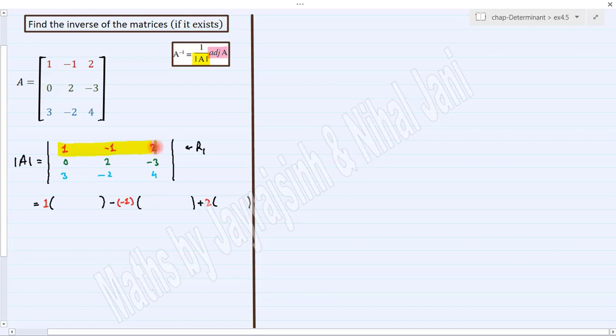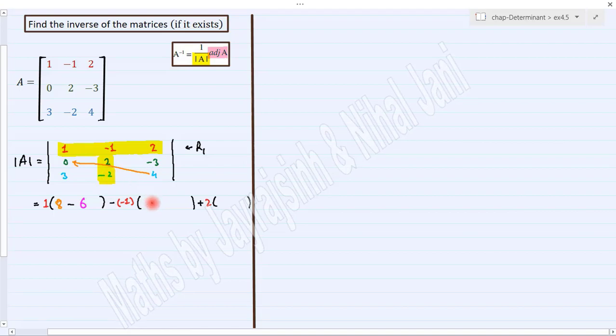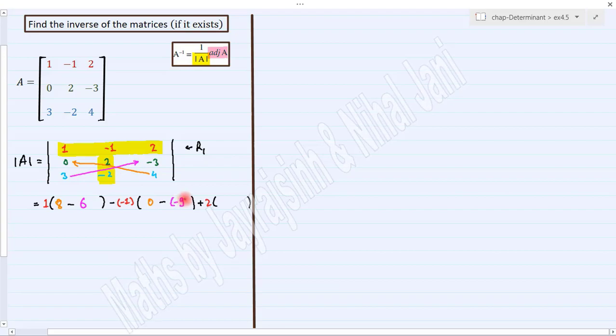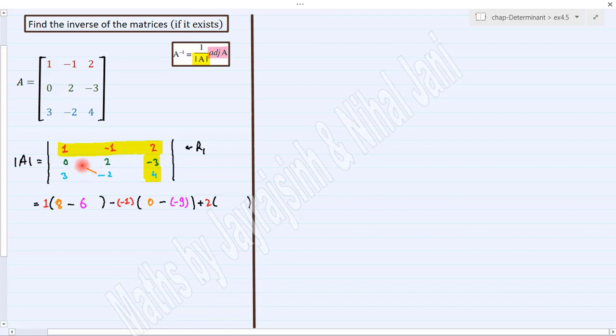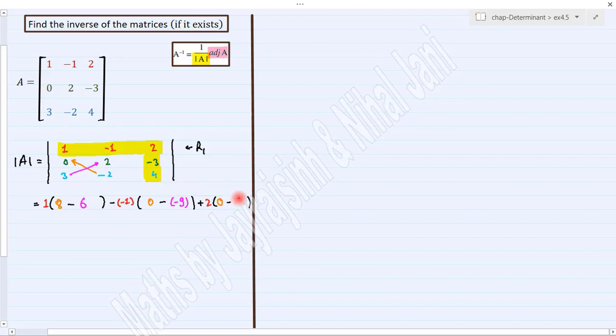The minor of first element is obtained by ignoring first row and first column and then cross multiply. 4 2s are 8 minus 2 into minus 3 will be 6. And the minor of second element will be obtained by ignoring first row, second column. 4 zeros are 0 minus 3 minus 3s are minus 9. And now minor of last element, minus 2 zeros are 0 minus 3 2s are 6.